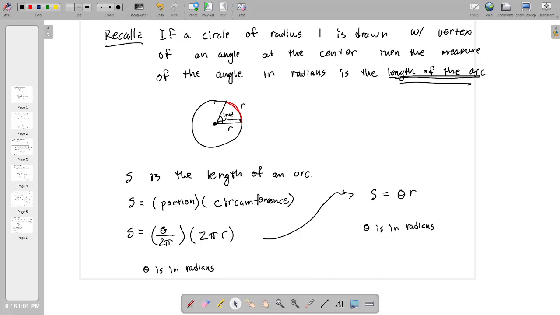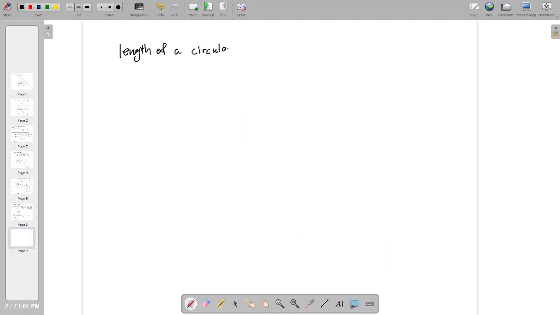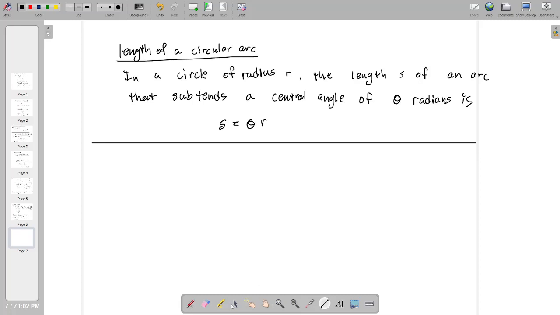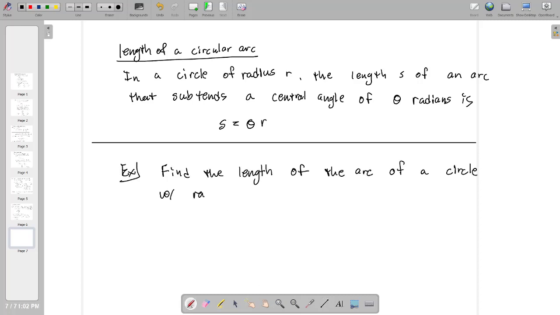All right, let's go ahead and formalize this. Length of a circular arc. In a circle of radius r, the length S of an arc that subtends the central angle of theta radians is S equals theta times r. Let's go ahead and do an example real quick. Find the length of the arc of a circle with radius 4 and central angle 120 degrees.